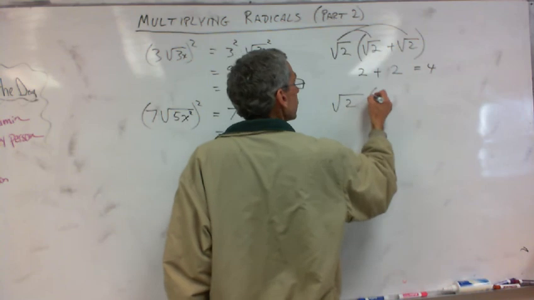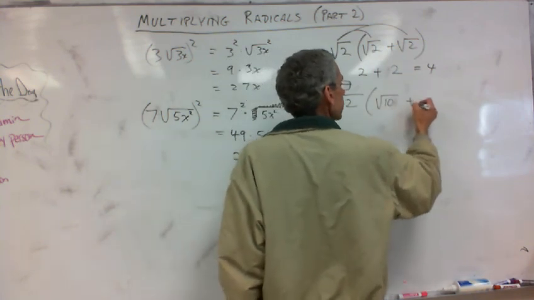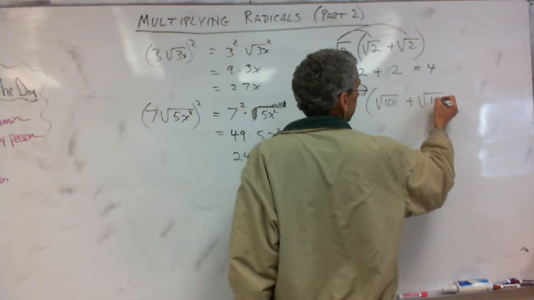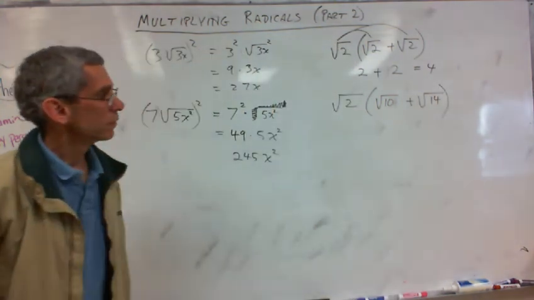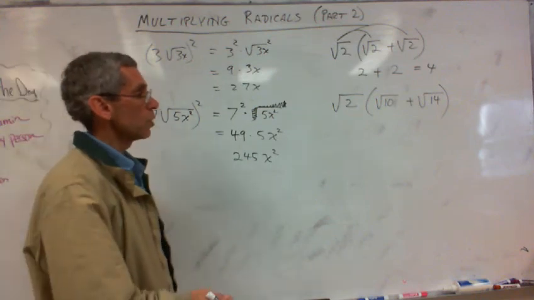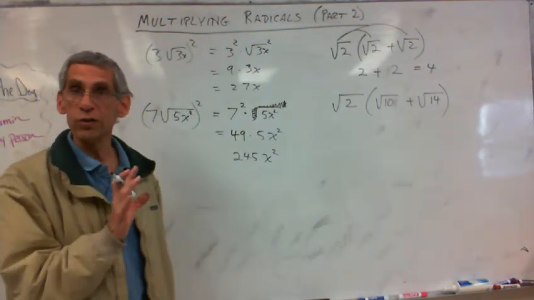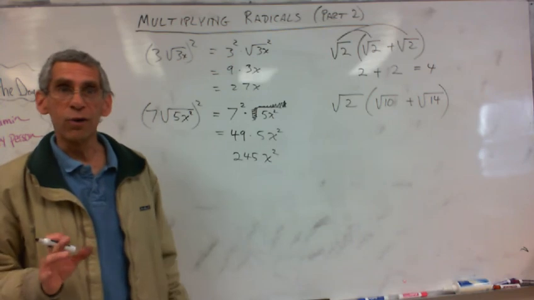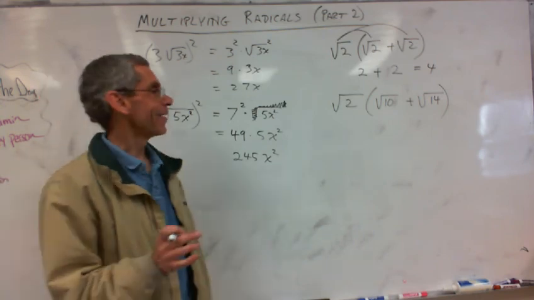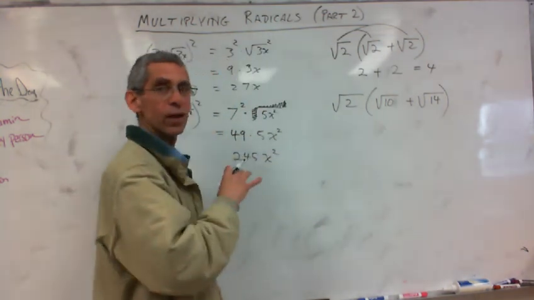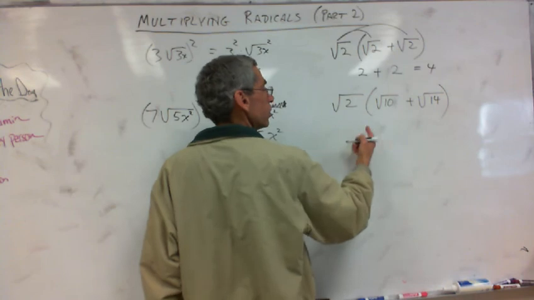Okay, let's try another one. Square root of 2 times the square root of 10 plus the square root of 14. So I have two options. We can do this two ways. We can do the Thorne way. We're going to call that the Thorne way now, right? Or we can do that other way, the normal way. So let's do the normal way first.